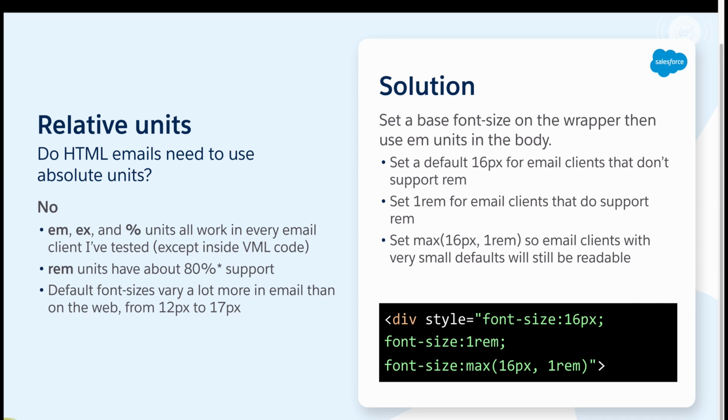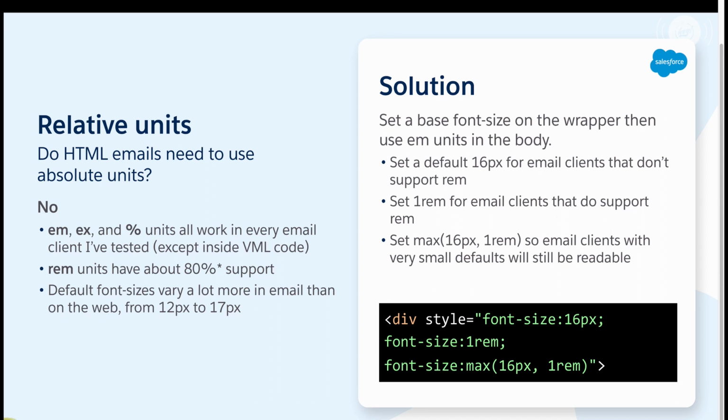So if I set my font size to be 1 rem, then that's rendering as 12 pixels in Apple Mail. And the user hasn't necessarily made that decision to have a small font size. They're just using the default settings. So now they are having very small text, and that can cause accessibility issues. So our solution, a way around this, is to set a base font size on the wrapper of the email and then use em units inside the body. So we use em units for everything inside, but on the outer wrapper, we put a wrapper div around the whole content and we set our base font size.